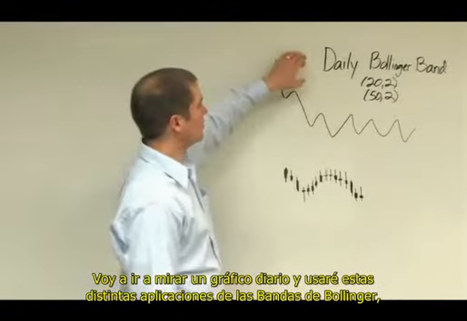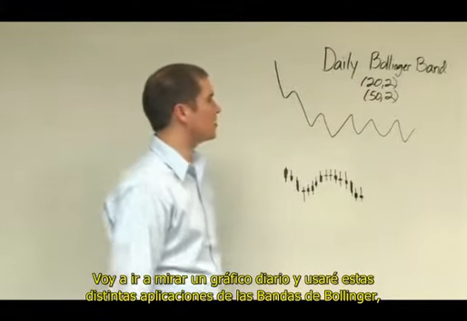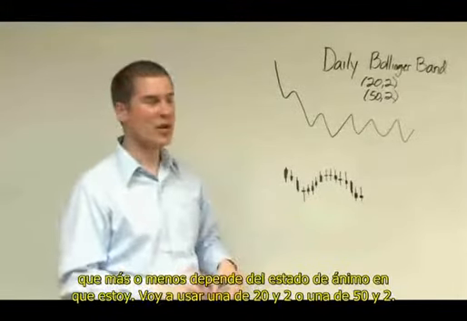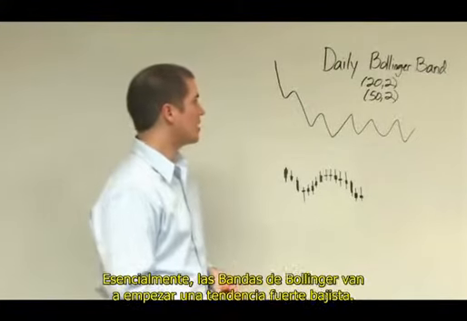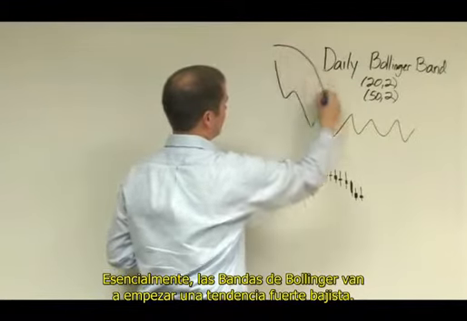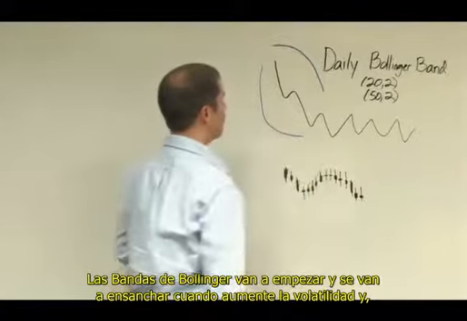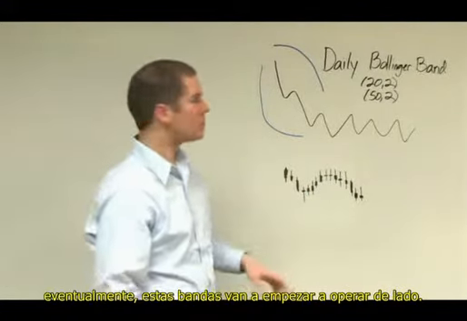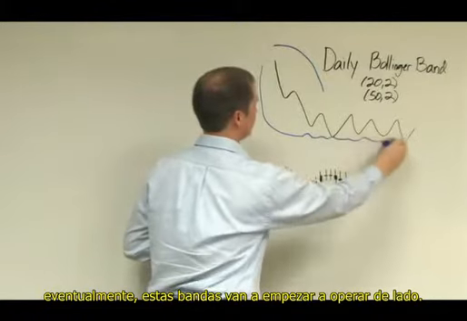I'll take a look at a daily chart, and I'll use two different settings of Bollinger Bands. It just depends on what mood I'm in. I'll use a 20 and 2 setting or a 50 and 2 setting. Essentially, the Bollinger Bands start off on this strong downward trending move and widen out as the volatility picks up. Then eventually these bands will begin to trade sideways.